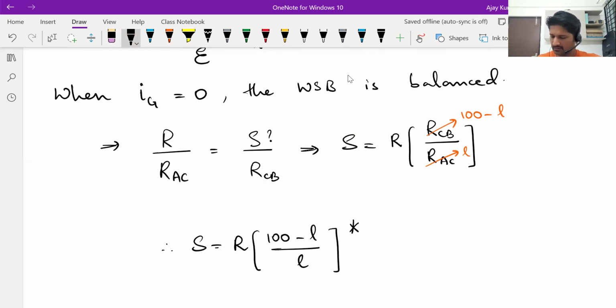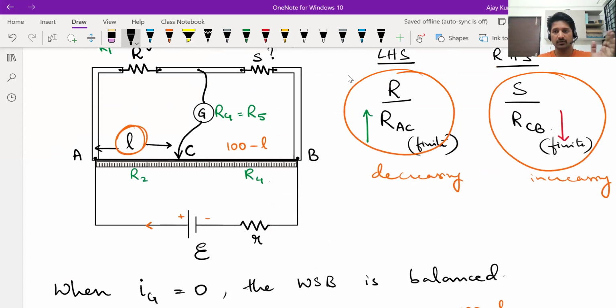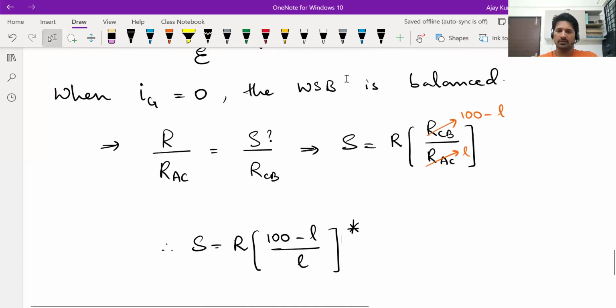And I suggest you don't remember this formula because here we are taking the length from A as L. Now, what is the guarantee that in the question that you see in your final exam, you will be given that length itself? You may be given length L as the length from the other side. Then the equation will change. Okay. So don't remember the formula. Remember the idea. It's all based on Wheatstone bridge.